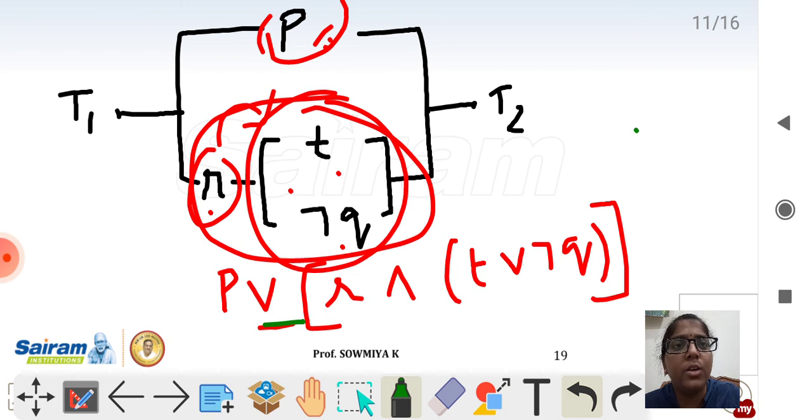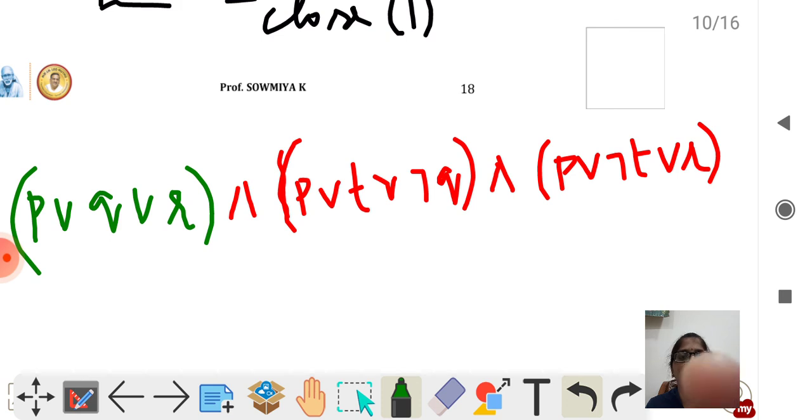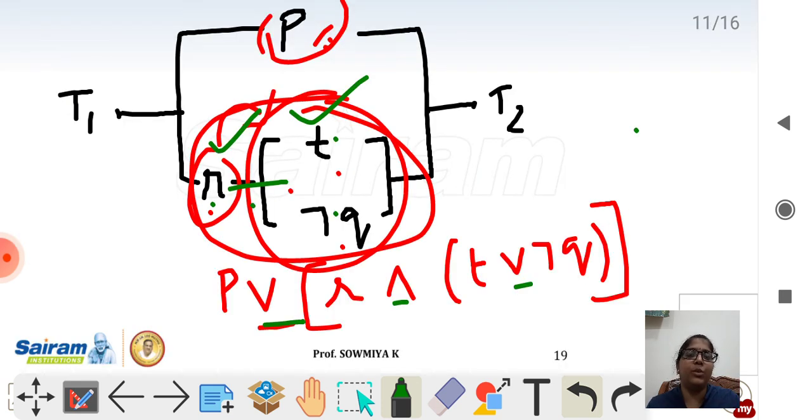So P ∨ the whole thing. Okay. So here these two are in series, so AND, and these two are in parallel, so it will become OR. So this is how you have to write the statement from the network diagram. If you simplify this compound statement, you will get the answer as this one, P ∨ R and T ∨ negation Q.